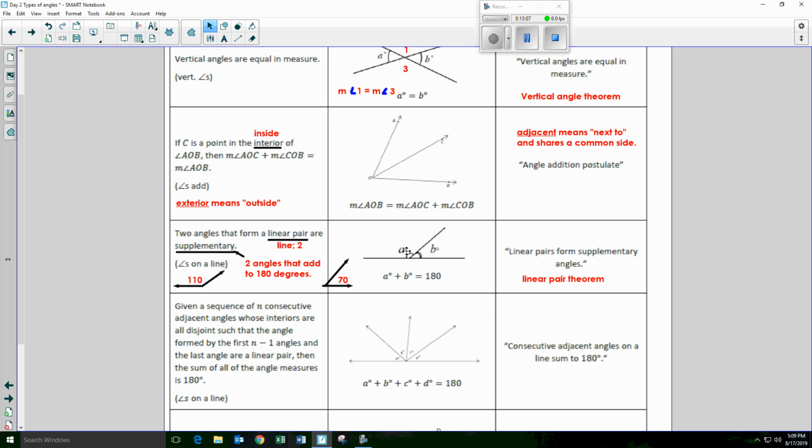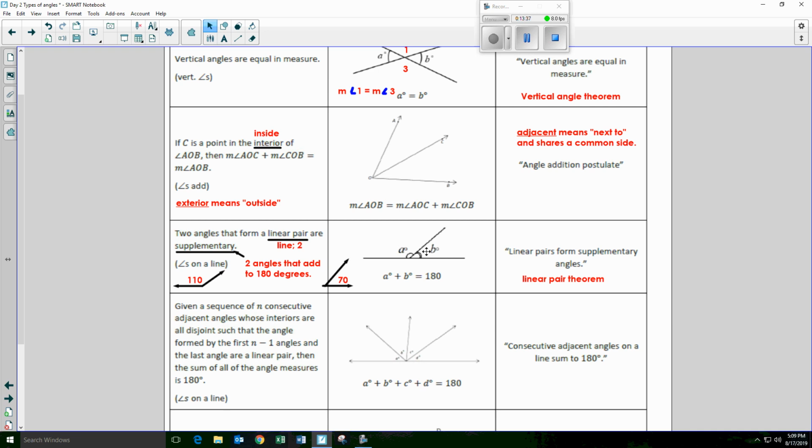Doesn't A and B, when I put them together, form this line right here? Okay, and it says, if we have a linear pair, we have this situation right here, two angles that form a line, they are supplementary. Supplementary is the next vocab word. Supplementary means two angles that add to 180 degrees. Any two angles. Now here's the difference between linear pair and supplementary. So notice it says linear pairs form supplementary angles.